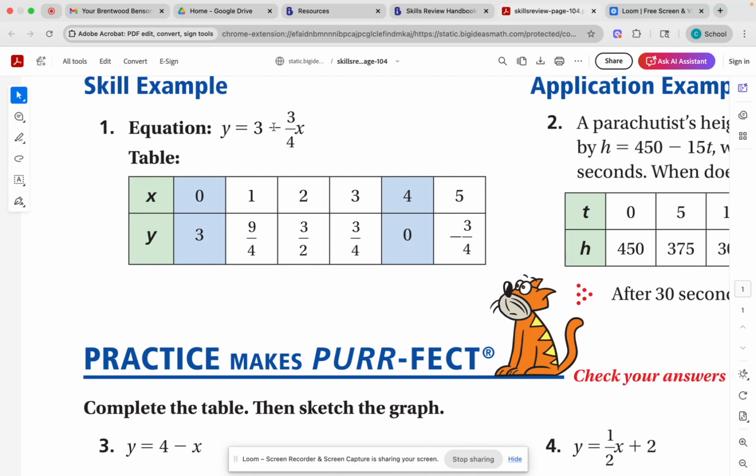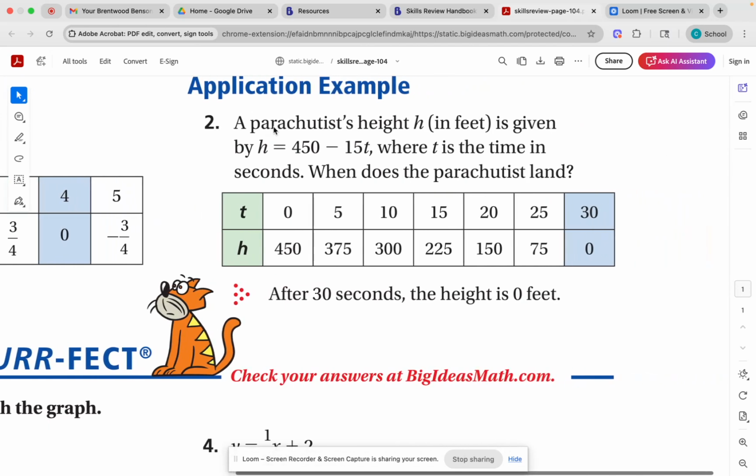Yep. Okay. All right, let's look at our last example, and then you can do all 6 problems for homework. I mean, you might even be able to get it done today. All right. A parachutist, that's a fun word, I like that word. Height in feet is given by h equals 450 minus 15t, where t is time, which means it stands for x or y. Yeah, it's the x value. And h is the height, so h stands for the y value.